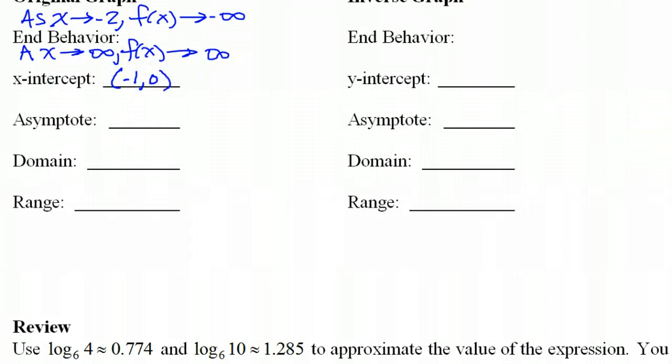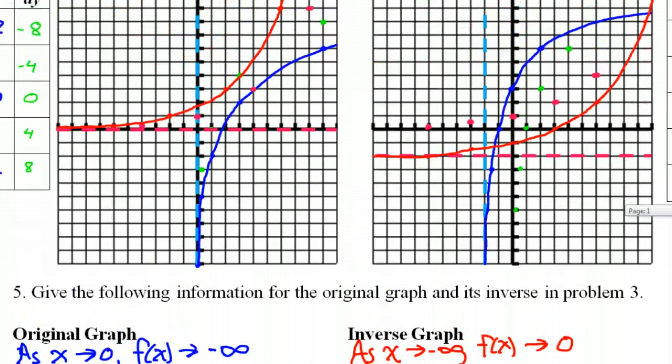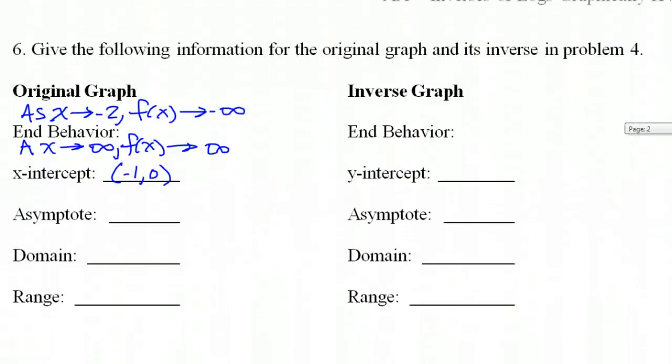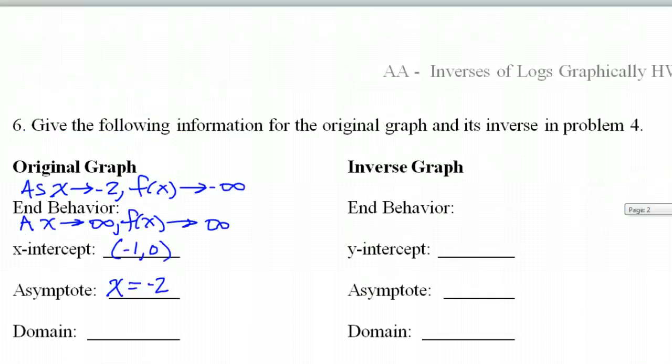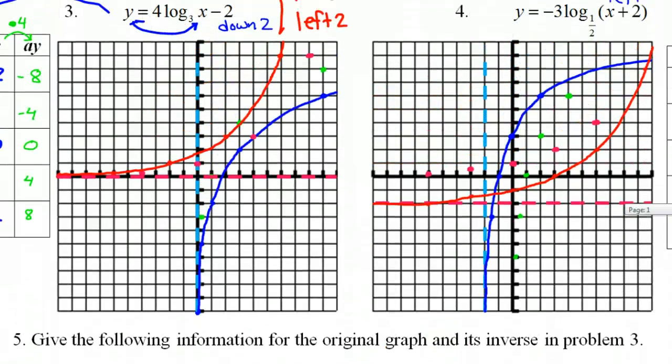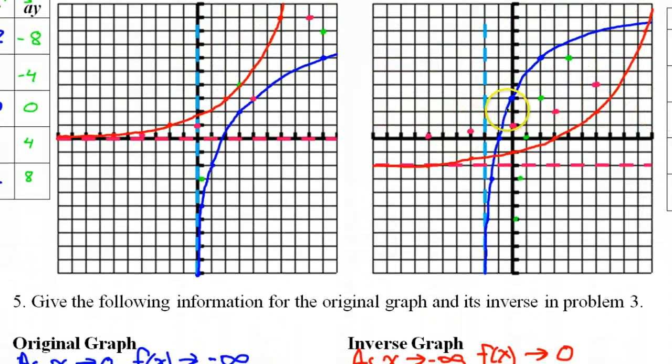The asymptote was shifted to the left by 2, so x equals -2. Don't forget the x equals part. The domain is not negative infinity to positive infinity because it doesn't go to negative infinity. Domain is left to right.